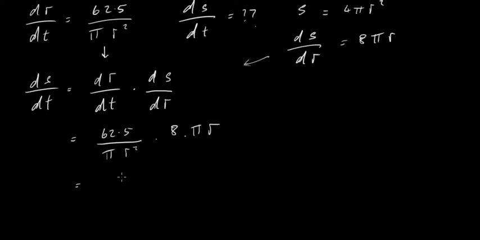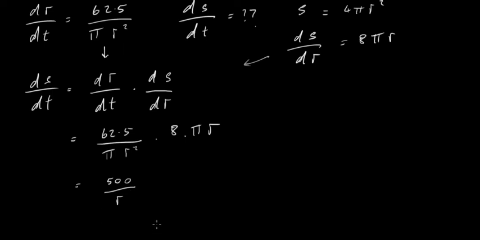62.5 times 8 gives me 500. So that gives me 500 on the top here. And we have pi's which cancel. The r will cancel with one of these, so that's just divided by r on the bottom here.